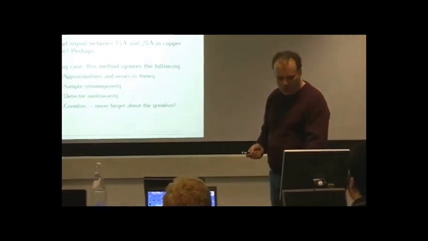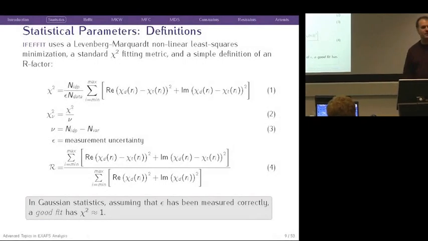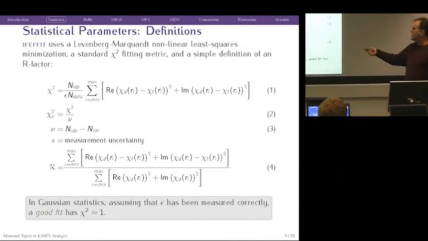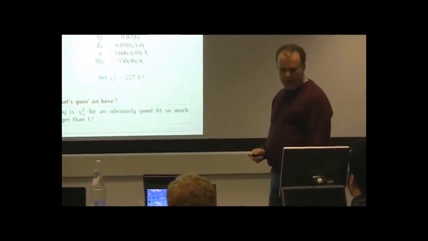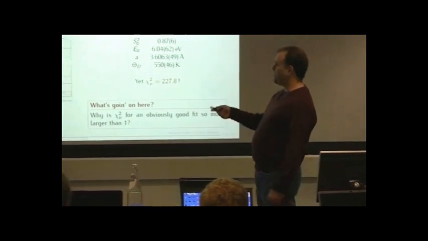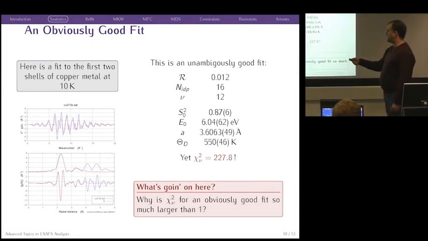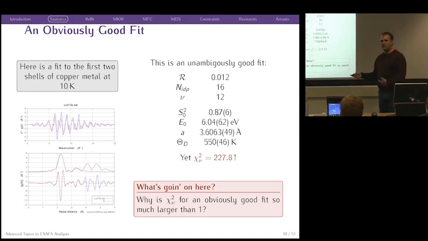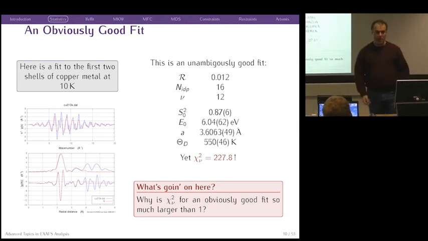What does that mean? Well, if epsilon is underdetermined by the algorithm that IFEFIT uses, then epsilon is much too small of a number, and chi-squared evaluates to much larger than it should have. In the case of the copper metal, you can approximate by how much epsilon was under-evaluated. It was under-evaluated by exactly the level that made reduced chi-squared 227 rather than 1. So that under-approximation of epsilon is really quite significant. In fact, it's orders of magnitude wrong.